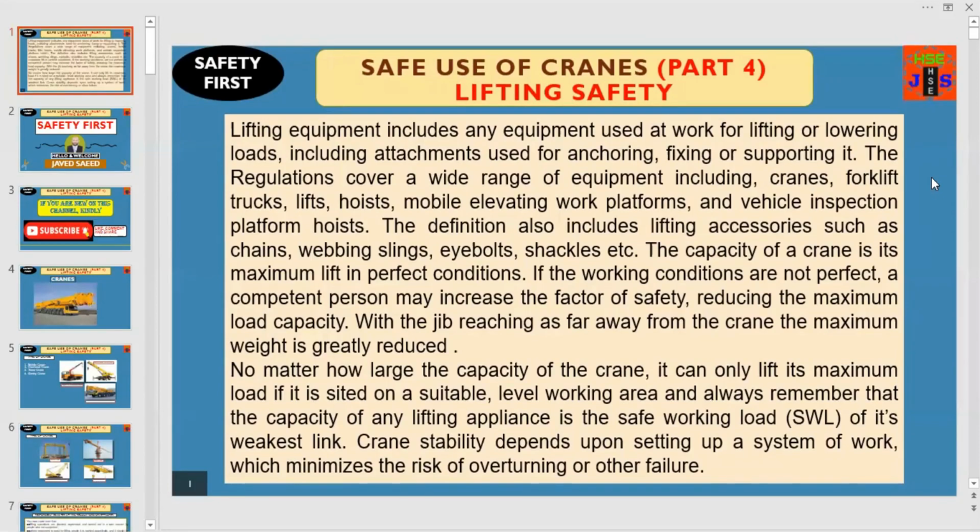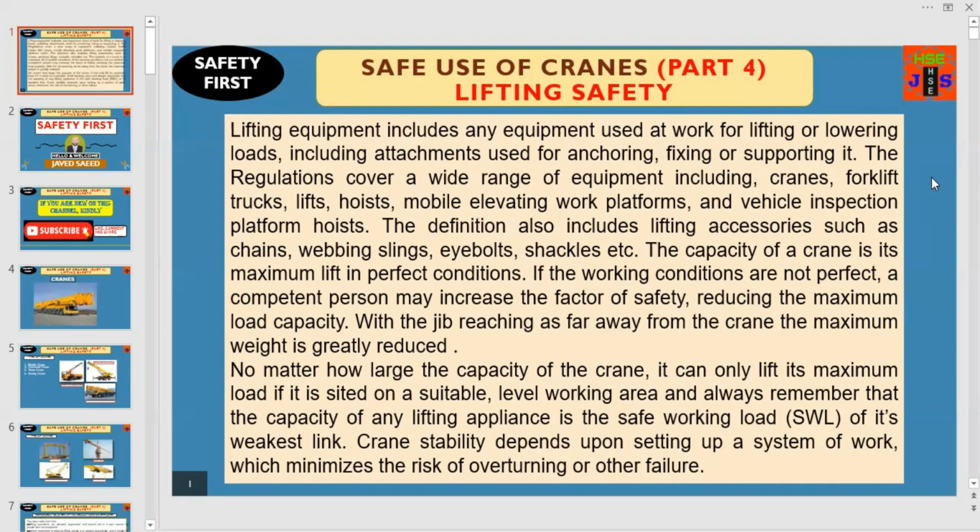Lifting equipment includes any equipment used at work for lifting or lowering loads, including attachments used for anchoring, fixing, or supporting it. The regulations cover a wide range of equipment, including cranes, forklift trucks, lifts, hoists, mobile elevating work platforms, and vehicle inspection platform hoists. The definition also includes lifting accessories such as chains, webbing slings, eye bolts, shackles, etc.